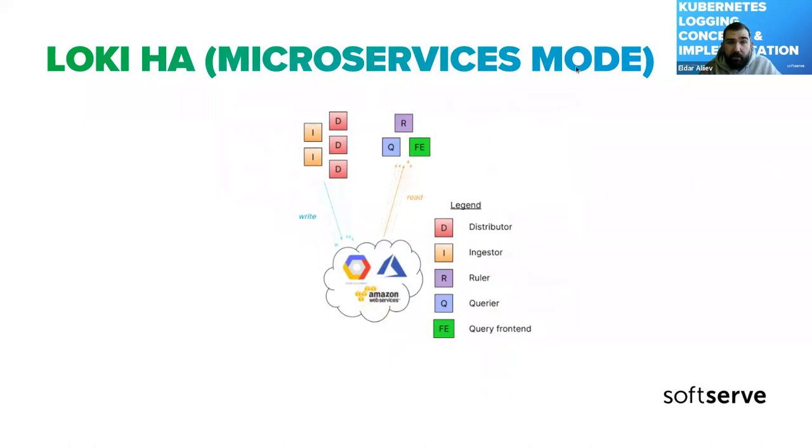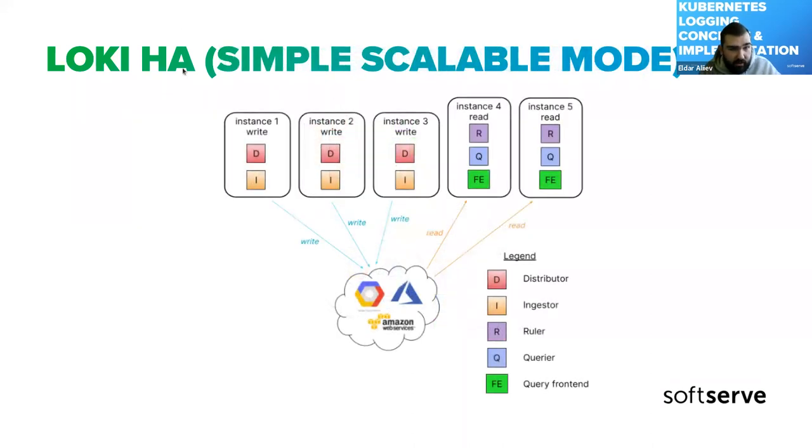And the last way you can split everything is by microservices. You can deploy each service separately and scale each service separately. But this is just for edge cases where you really know what you are doing, because it requires deep knowledge of each Loki service's operation. In most cases the previous approach will work fine, and we will try to implement it today.